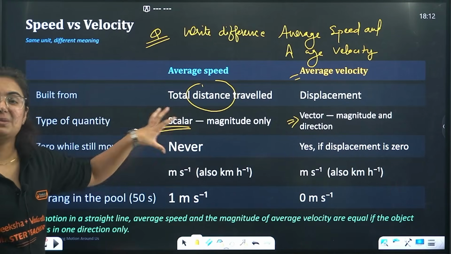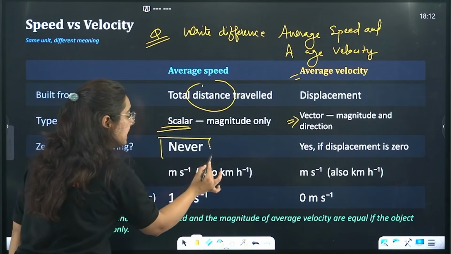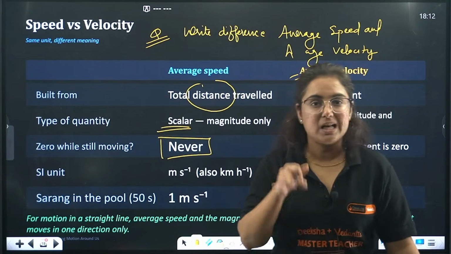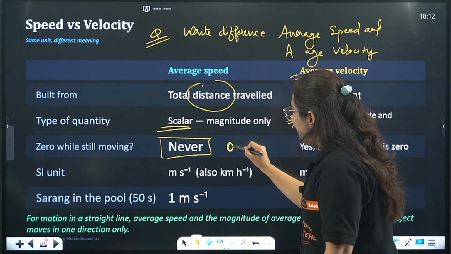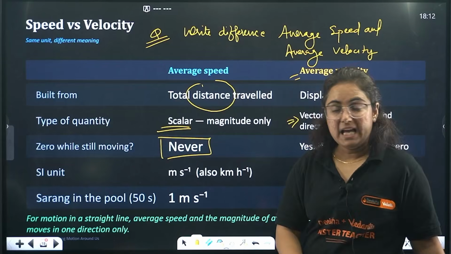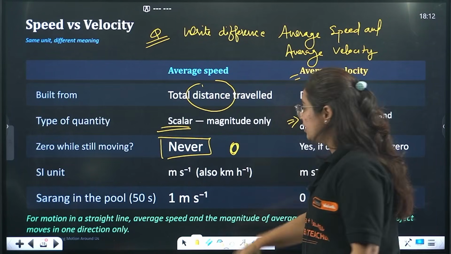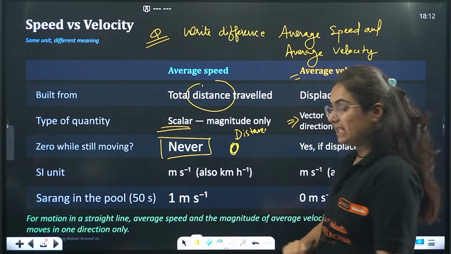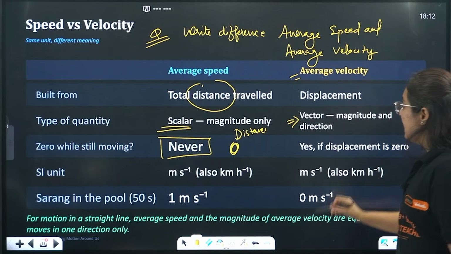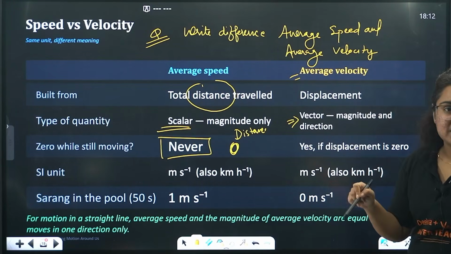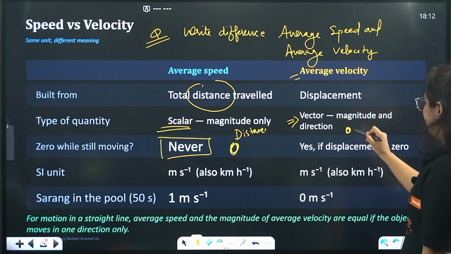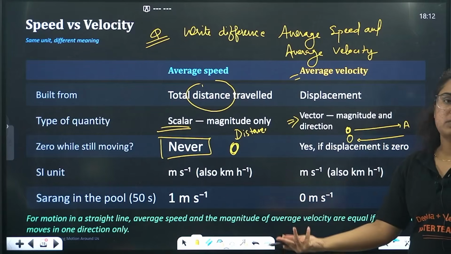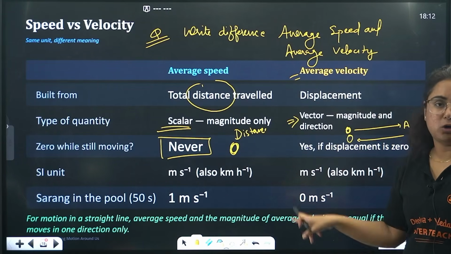Can distance be 0 while still moving? Bhai, distance can never be 0. You are moving and the total distance needs to be covered. If you started from this position and you are still there, you are at rest, you moved nothing, that means your distance is 0. Getting my point? But displacement can be 0. How, beta? You are at point O, move to point A, come back to point O, and hence average velocity can also be 0.